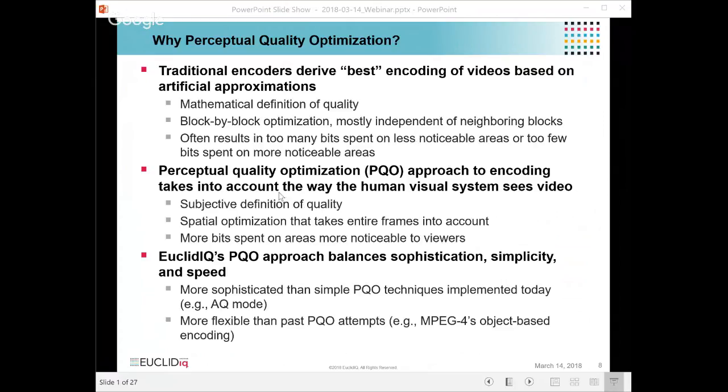By contrast, the perceptual quality optimization, or PQO approach to encoding considers the way the human visual system perceives a video using a subjective definition of quality and spatial optimization that takes entire frames into account. The result is more bits spent on areas more noticeable to viewers and fewer bits spent on less noticeable areas. Now, others have tried to implement PQO, but in comparison, our approach is more sophisticated than some of the simpler PQO techniques being used today, and more flexible than some of the more complex PQO techniques attempted in the past. We feel our PQO approach provides a good balance between sophistication, simplicity, and speed.